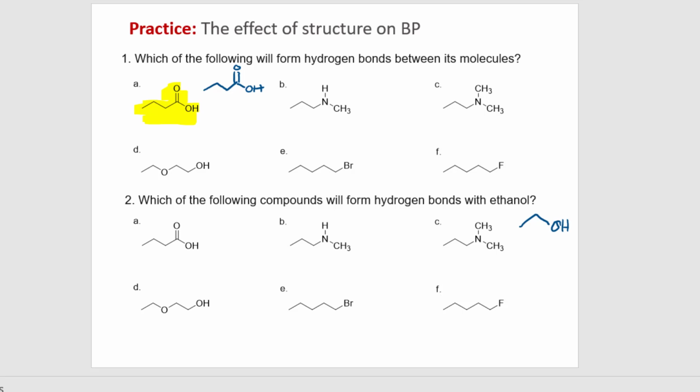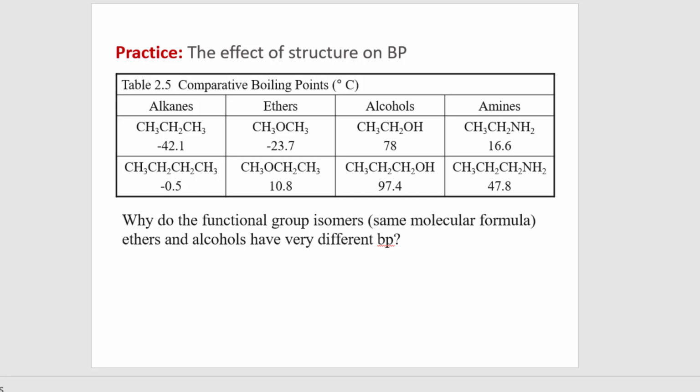So in the first one, you're doing, is hydrogen bonding available between the same molecules? And in the second one, you're assessing whether or not hydrogen bonding can occur between two different molecules, the molecule A, B, C, D, E, F, with ethanol. You can also ask yourself in this other practice, why do the functional group isomers of the ethers and alcohols have different boiling points? See if you can rationalize the trends that you're seeing in this comparative boiling point table. Does it make sense?